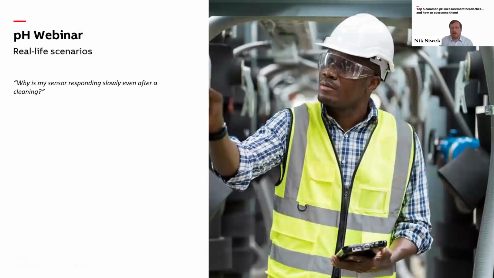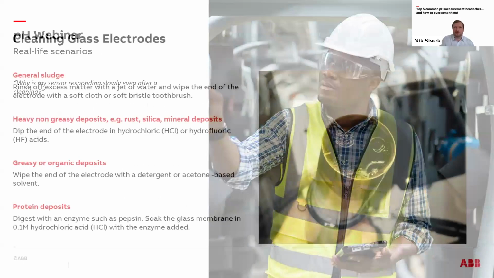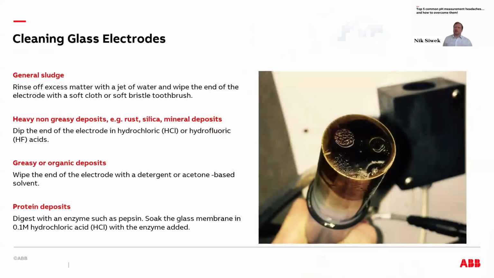Another scenario we get asked about often by our customers is, "My sensor is responding slowly and I've cleaned it. So what's creating this issue?" The type of cleaning solution used can make a difference as well. For general sludge and deposits, I typically recommend using either water or 10% hydrochloric acid, with either a wash rag or a soft bristle toothbrush.